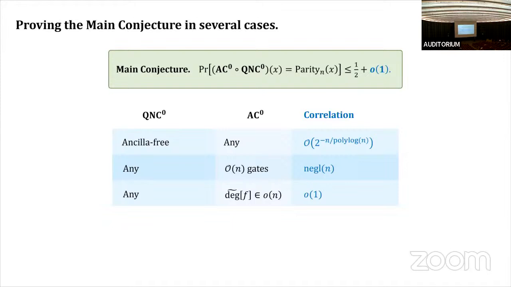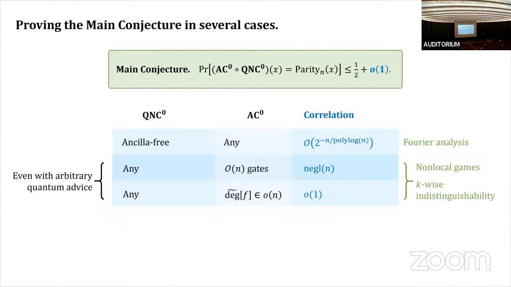And last thing I'll mention is that these bottom two cases are a little bit stronger than this. Actually, they're true even when the QNC0 circuit gets arbitrary quantum advice. So there could be a state that takes exponential circuit complexity to produce. As long as that state doesn't depend on the input, so it's really advice, it doesn't help at all. From a techniques perspective, this first row is by Fourier analysis, and the second two are by reductions to ideas from non-local games, and eventually a notion of k-wise indistinguishability, which first appeared in cryptography.